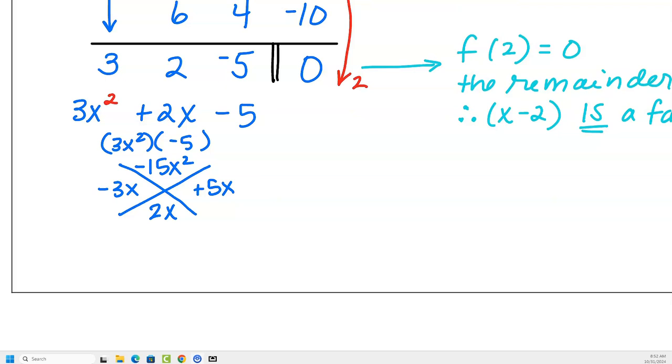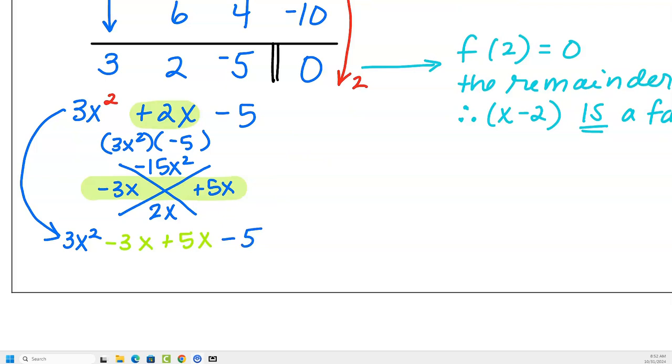So I'm going to rewrite this down here, but instead of writing the 2x here, I'm going to write it as minus 3x plus 5x. So we're going to get 3x squared minus 3x plus 5x minus 5.